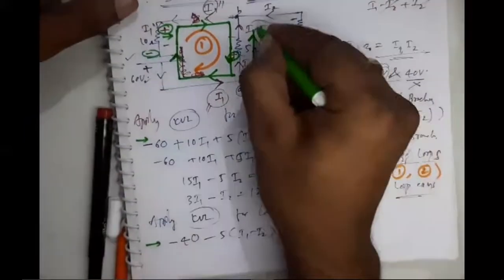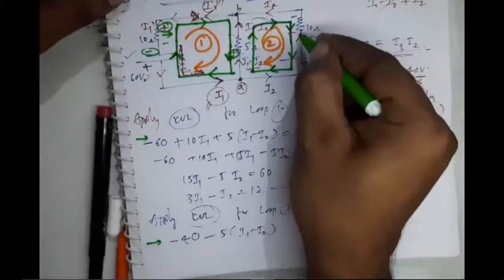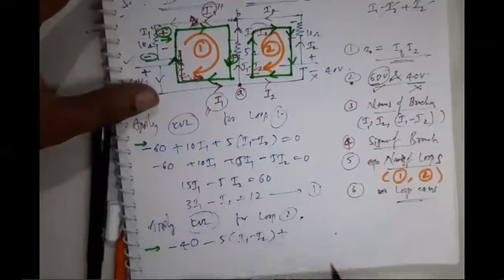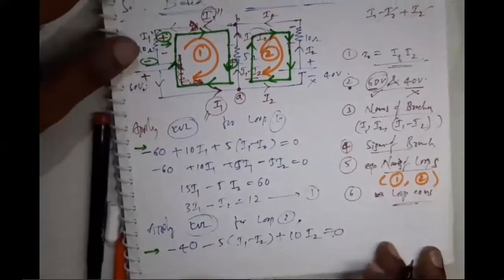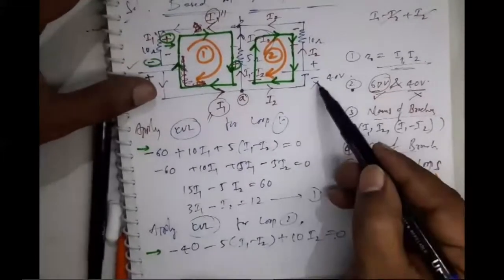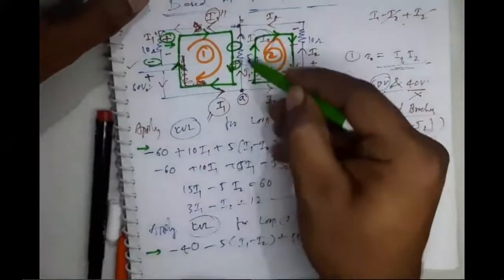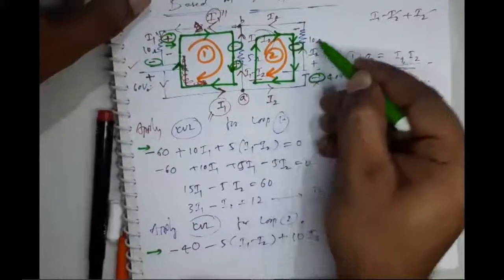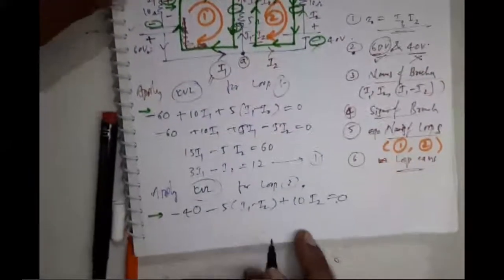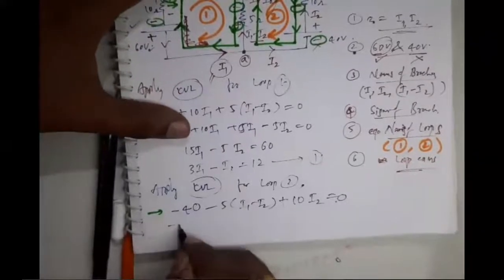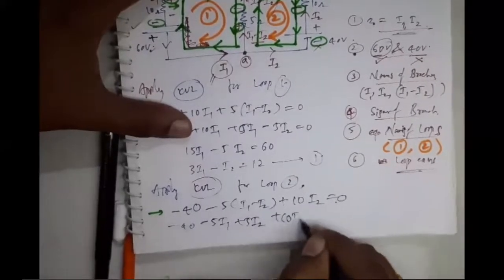Next, for this, this is the direction. I am following the leaving sign. Leaving sign is positive, 10 into the current I2 is equal to 0. Let me recheck it. The leaving sign is minus 40, correct? For this the leaving sign is minus 5, correct? And for this the leaving sign is plus 5, and the current is I2, right? Let me do the mathematical part: minus 40 minus 5I1 plus 5I2 plus 10I2 is equal to 0.